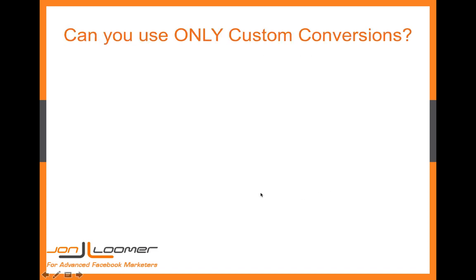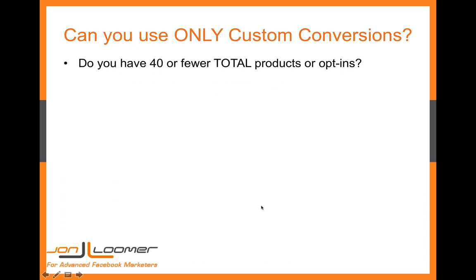So I've talked about how simple the custom conversion is, and kind of warned you how complex and potentially technical events can get. The immediate question might be, can you use only custom conversions? And that may be. Basically, answer these questions. Do you have 40 or fewer total products or opt-ins on your website? If you do, it's maybe.